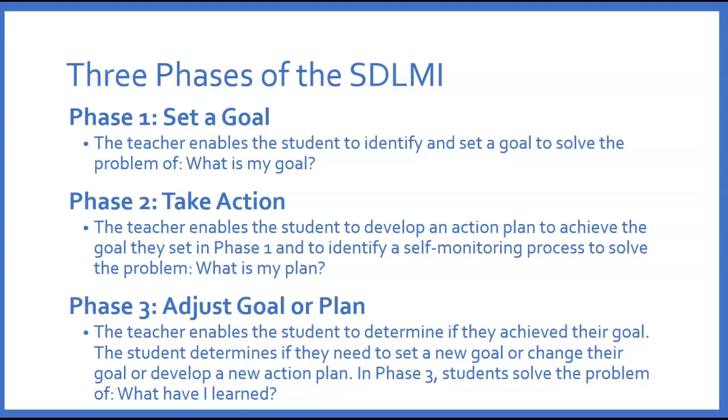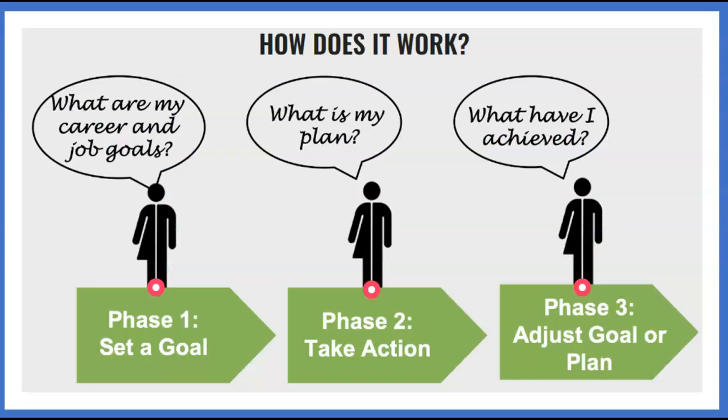Then, in the final stage, the teacher enables the student to determine if they achieved the goal. The student determines if they need to set a new goal or change the goal to develop a new action plan. No more keep trying the same thing that doesn't work. We're working on some real problem solvers here, and to think about what they learned from the process. So, a new added manual guides students in honing their self-determined skills to consider career and job goals and work through the process with support from others.